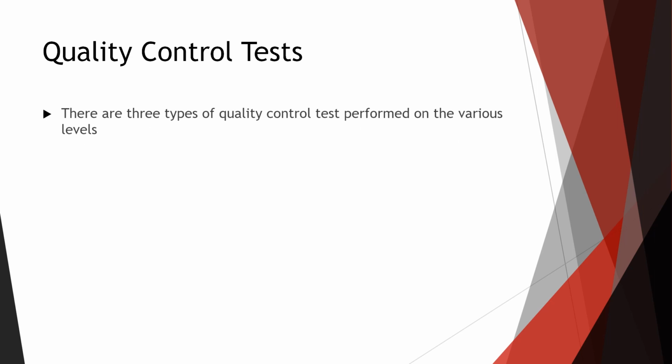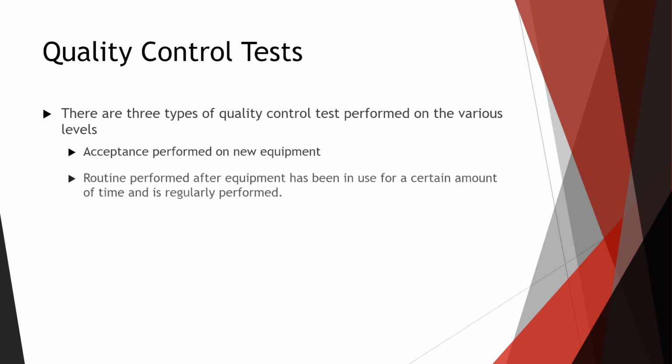There are 3 types of quality control tests performed on various levels. So there's 3 different levels of quality control. Then there's 3 different types of tests that can be performed. One is like acceptance performed on new equipment. So it's making sure that the equipment was installed correctly and that it's within the parameters that it needs to be.